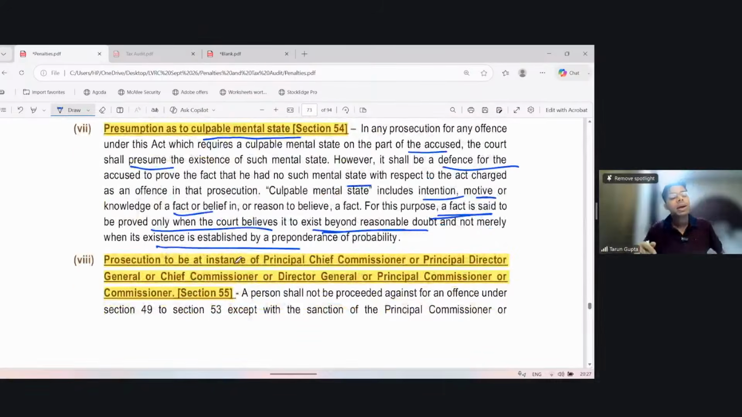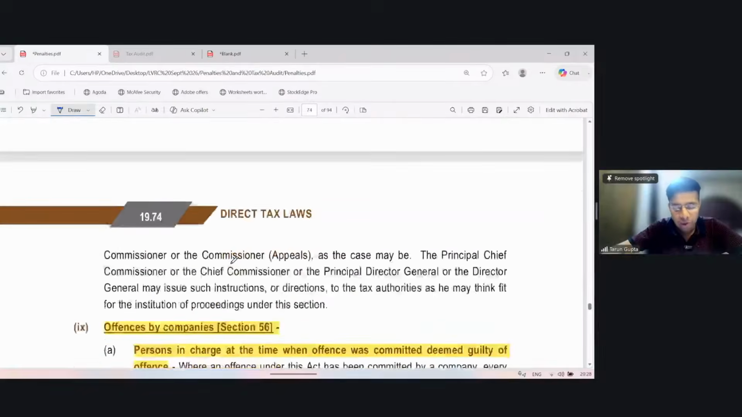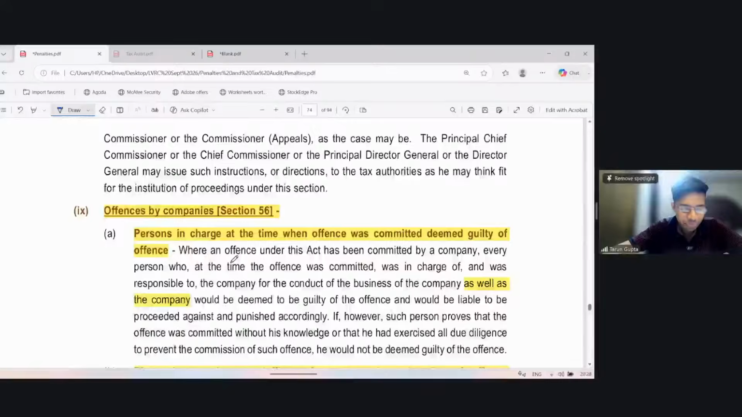Similar to income tax, the prosecution has to be initiated with the instance of the principal chief commissioner, principal director general, or principal commissioner or commissioner, as the case may be. There is a big act that has to be done with the approval of a senior officer.